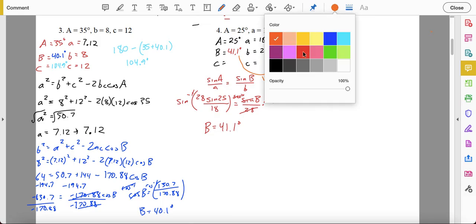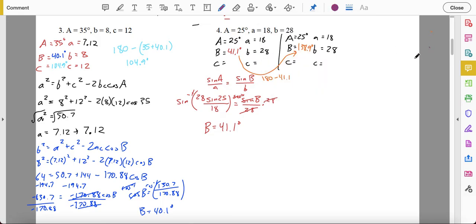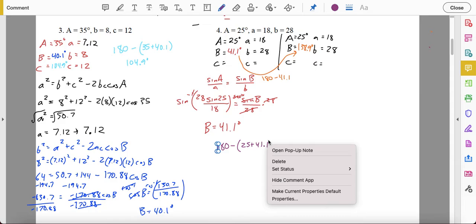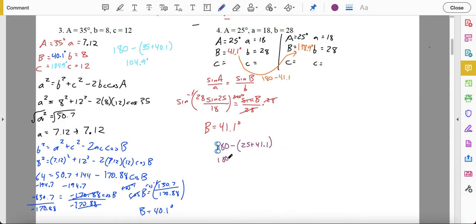So I'll use this pinkish purple color to solve the rest of this one. So for the rest of this one, we know whenever we have two angles, we can solve for the third angle by subtracting from 180. So let's do it right over here. So 180 minus 25 plus 41.1. That's 180 minus 66.1. So it's 133.9. So 133.9 degrees here.